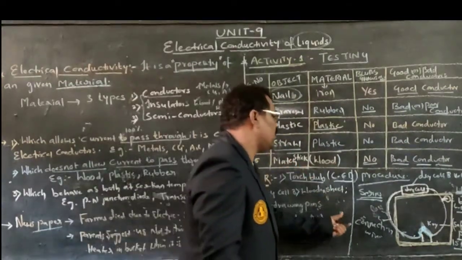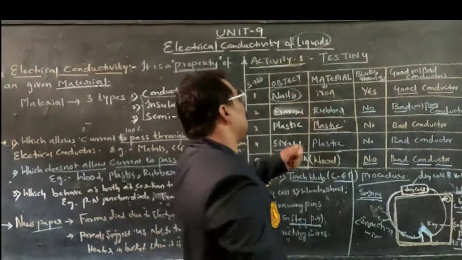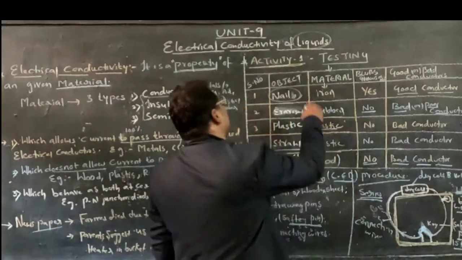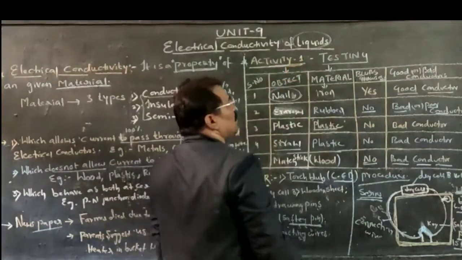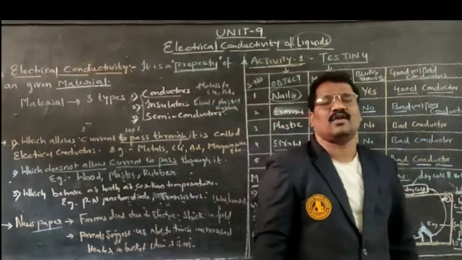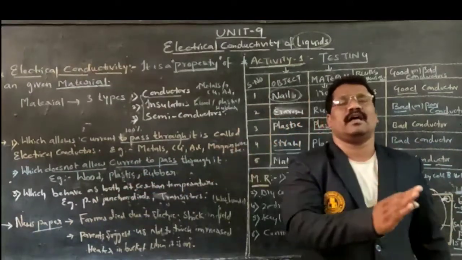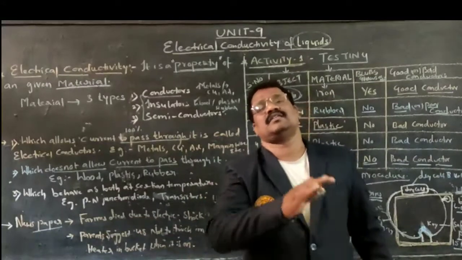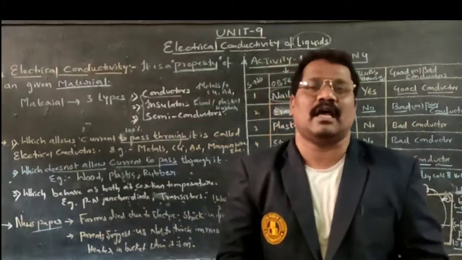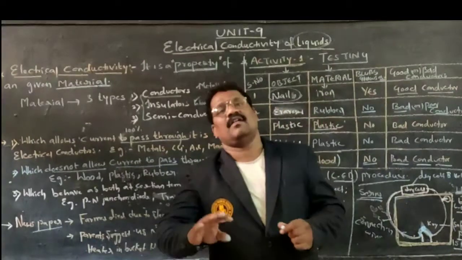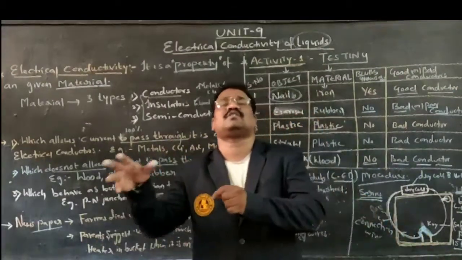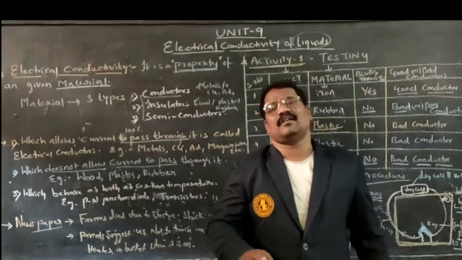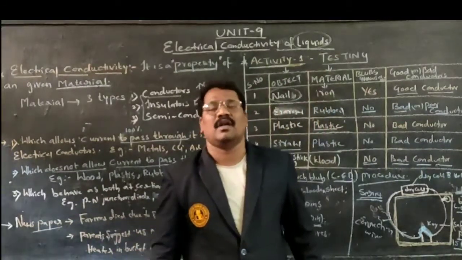In this way, we can test what type of material we have taken here. Depending upon the type of material we have considered, we can classify that material into conductors as well as poor conductors or bad conductors. Materials which allow electricity to pass through them are called conductors. Materials which do not allow electricity to pass through them are called bad conductors or poor conductors.